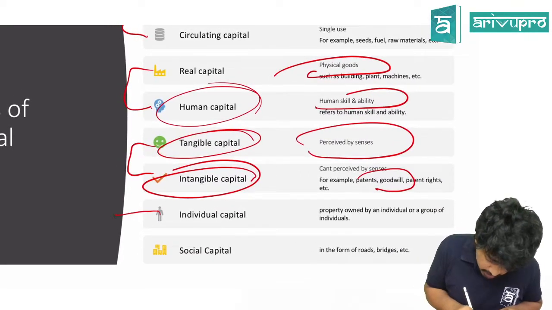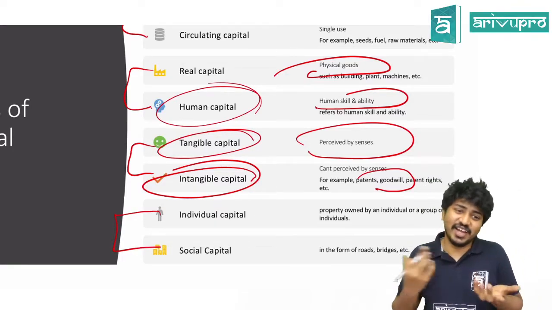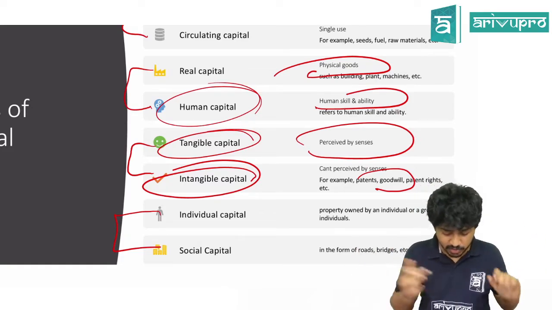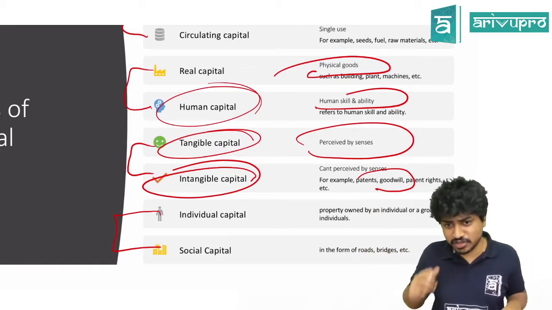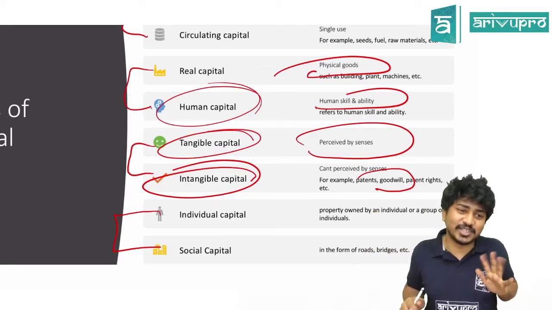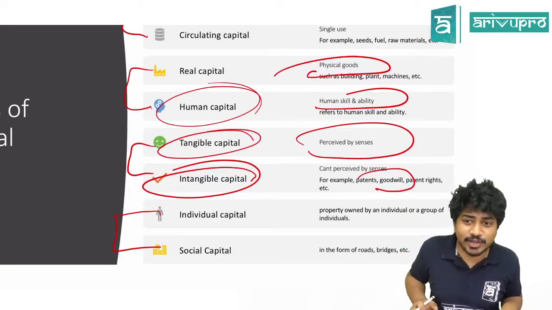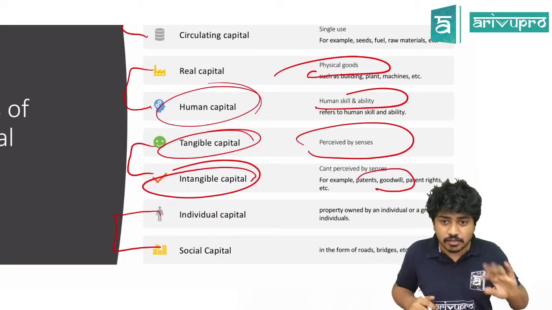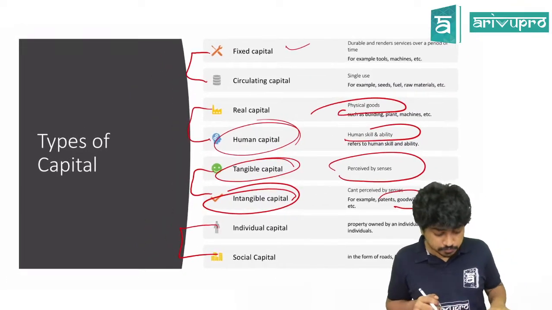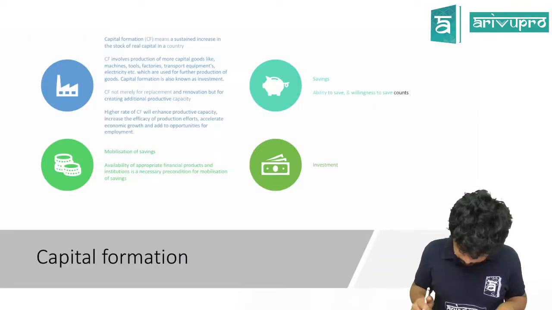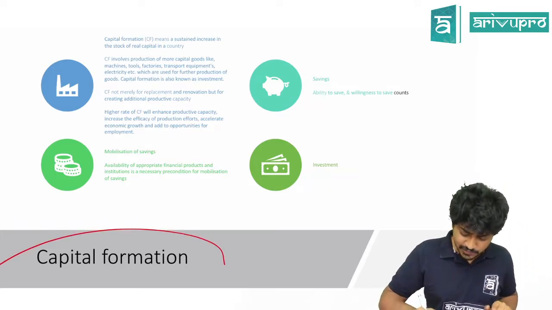Now, individual capital and social capital. Very easy. If the property is yours, it is individual capital. If the property belongs to everyone, then it is social capital. For example, roads. Government bus. Social capital. Your house is yours, so it is individual capital. That's all it is. Are we clear with the types of capital? Any questions in this? No questions? Super.